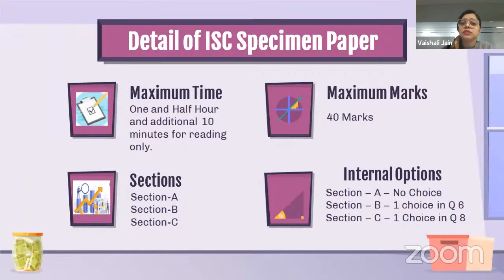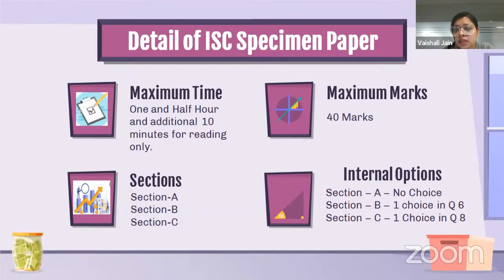Then the ISC specimen paper that has been issued. The maximum time allowed for the child to do the exam is 1.5 hours with an additional 10 minutes of reading time. So the child will be given the paper. He will be asked to read the paper in the 10 minutes, the way we have followed for so many years. In those 10 minutes, the students are not allowed to write, and then the writing time begins, and the writing time is 90 minutes.